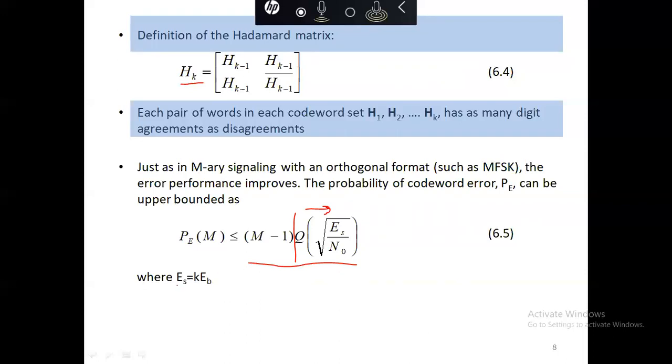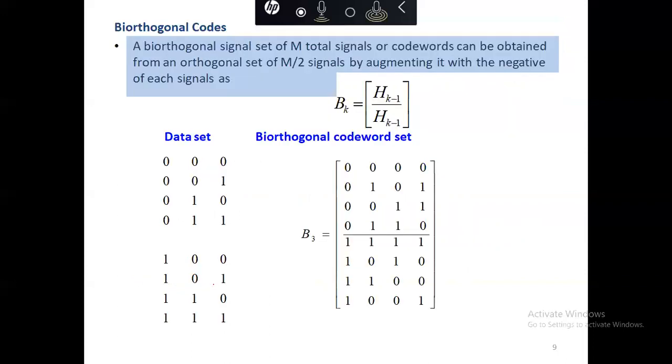So symbol energy is k times the bit energy, and similarly the duration of the symbol is k times the duration of the bit. You learned this in the previous lectures as well.